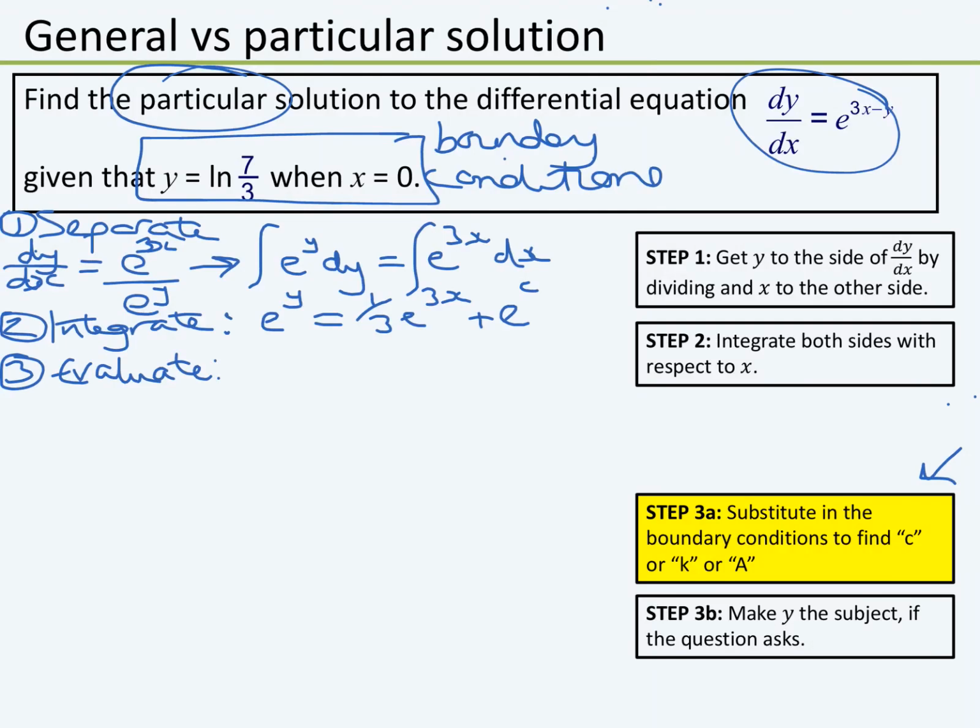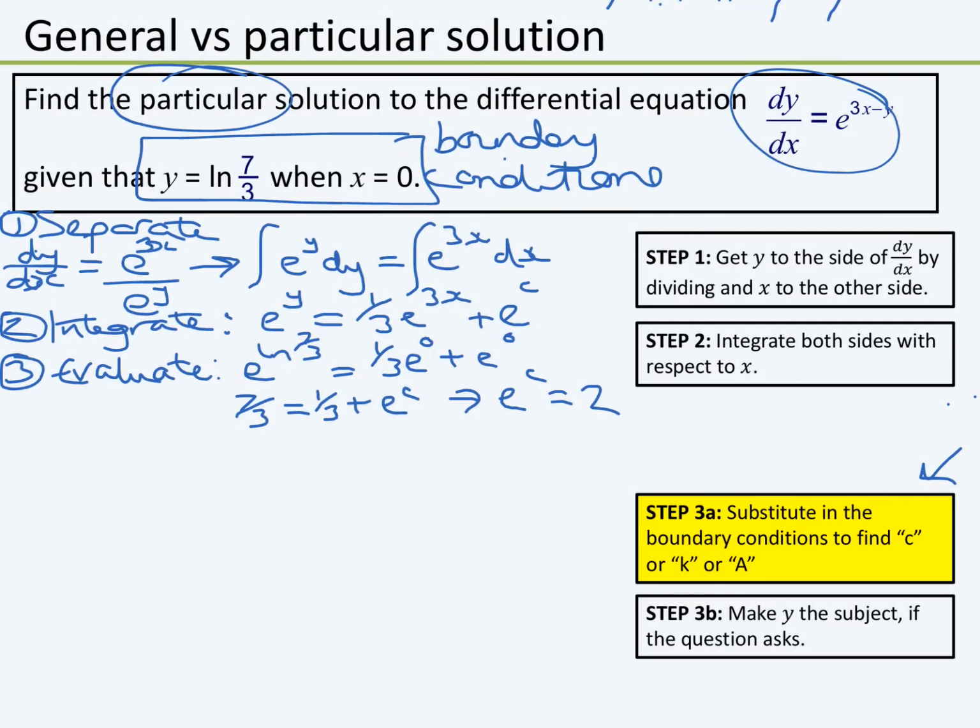So evaluate means I'm going to sub into the expression above the boundary conditions. So I've got e to the ln 7 over 3 equals a third e to the 3 times 0, which is going to give me 0, plus e to the c. The e and the ln cancel out, so that's going to give me 7 over 3. e to the 0 is just 1, so that's a third, plus e to the c. And if I work that out, that tells me that e to the c is therefore 6 over 3, or 2.